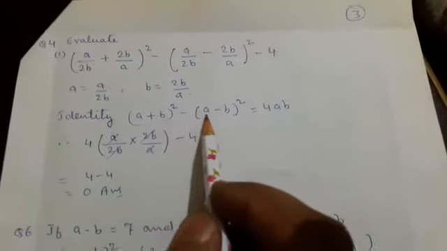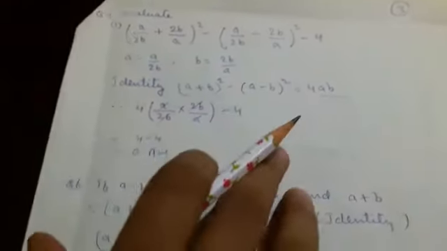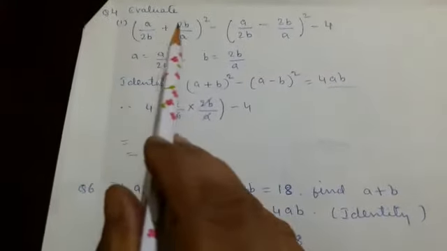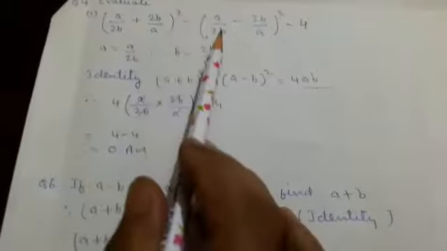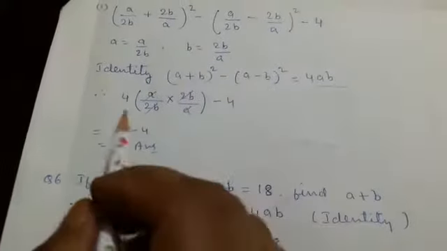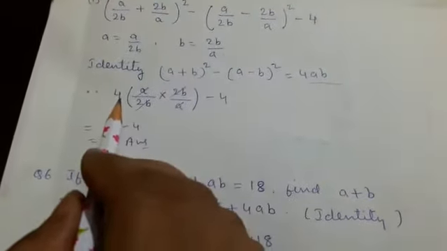Identity. This identity we are going to apply for this question. (a plus b) whole square minus (a minus b) whole square is equal to 4ab. Now here we will write down (a plus b) whole square minus (a minus b) whole square is equal to 4ab. So for this, what will we write down? 4ab. So we will write down 4.